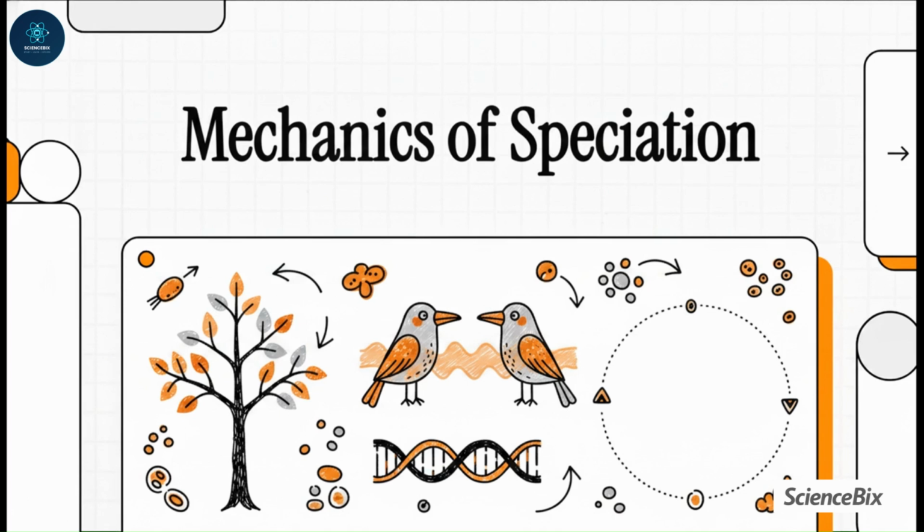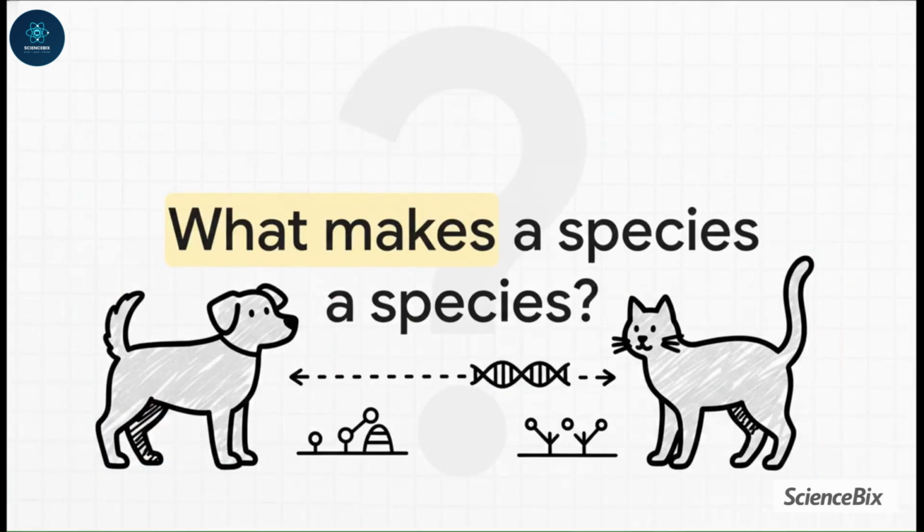Let's get started. But first, we gotta tackle a massive question. What actually makes a species a species? Sounds totally basic, right? A dog equals a dog. A cat equals a cat. But honestly, when you really zoom in, how do scientists truly draw the hard line between different living organisms? It is actually one of the most fiercely debated puzzles in all of biology.